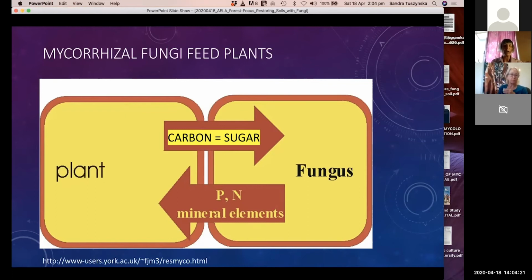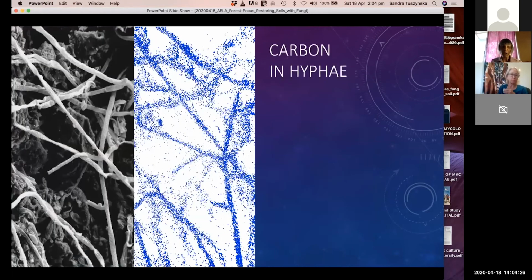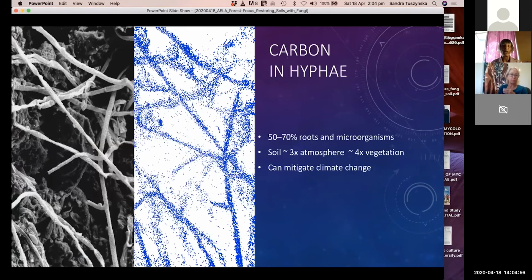So this is something I want to talk about at the end. Now you can see the carbon in the hyphae. On the left side, you've got the hyphae in the electron micrograph, and then the carbon labeled inside the hyphae, just so you know it's definitely there. It's reported that up to 70% of roots and microorganisms hold all of that carbon. It's not in the wood, it's actually underground in the roots and microorganisms. And soil has 3 times as much carbon as the atmosphere, and 4 times as much carbon as vegetation. So for me, that's a perfect resolution to how we can mitigate climate change.